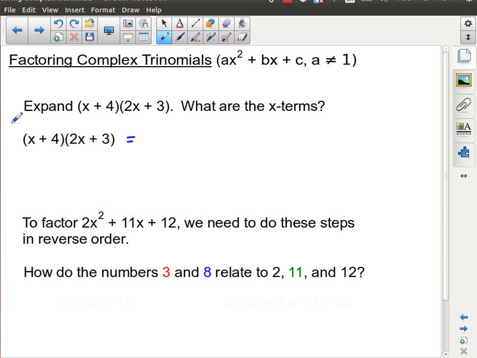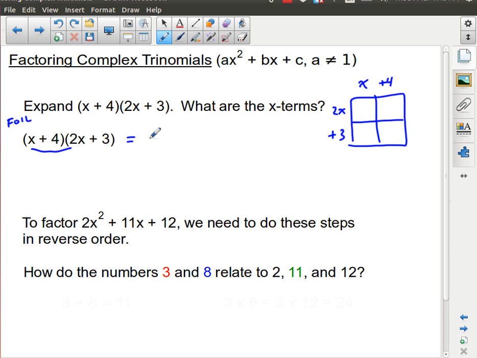I can expand using FOIL, or I could expand using an area model. So I could take x plus 4 and 2x plus 3. Whichever one of those you're more comfortable with. I'm going to use FOIL in this case. So I start off by multiplying the first values.